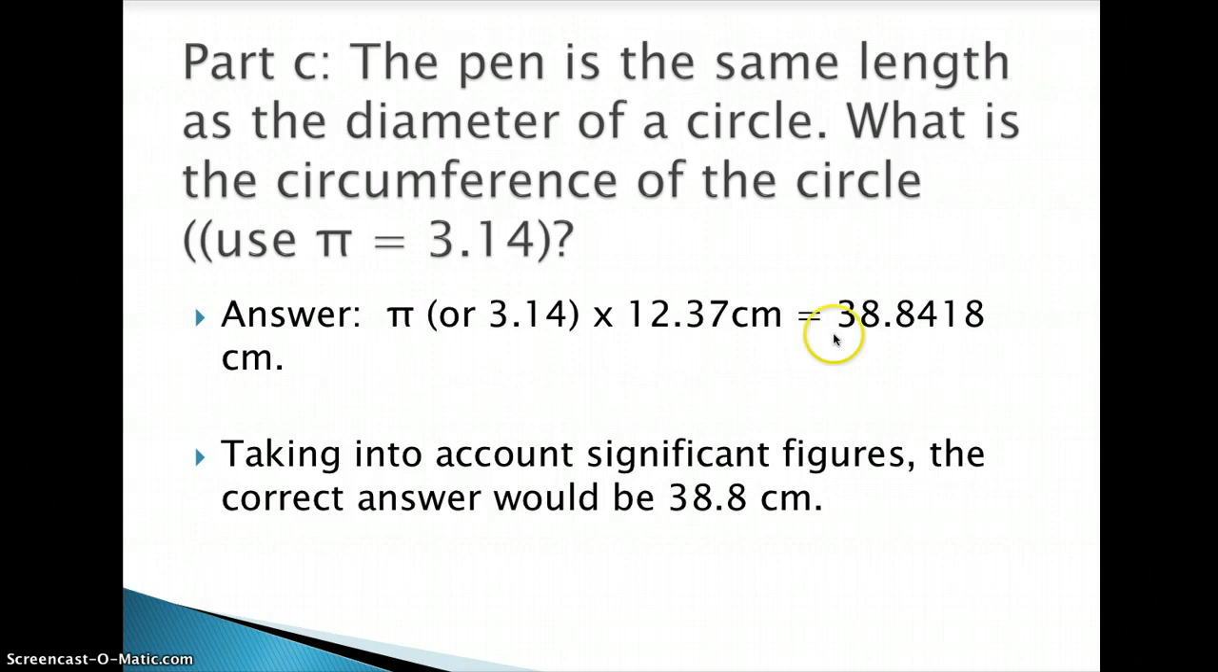You determine the number of significant figures by the numbers in the problem that you started with. In 12.37, there are 4 significant figures: 1, 2, 3, 4. There are also 3 significant figures in 3.14. Now you take the number with the smallest significant figures to find out what to round to in your answer. Since we have 3 significant figures here, and that's smaller than 4, we would end up with 3 significant figures. So if we round 38.8418 to 3 significant figures, we'd end up with 38.8 centimeters.